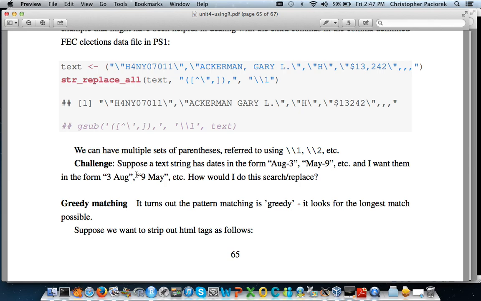What does, if \1 is the thing that's right before the comma, then what does \2 mean? \2 would only be relevant if I had 2 parentheses in the regular expression, and then whatever was matched in the second set of parentheses would be put into \2. If I had some regular expression like this one where I had 1 set of parentheses and a second set of parentheses, \1 is going to get assigned to whatever was found here, and \2 is going to give you whatever was found here.